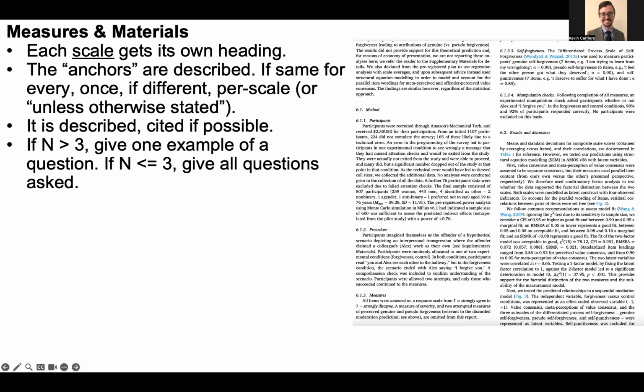So if you ask less than or equal to 3 questions about the thing, give me all 3 of them. What were they asked? So here, this one, they asked 7. So they just said, I am trying to learn from my wrongdoing. So they gave one example. And each part of the measures and materials is a different thing. It's not every question, it's every thing, which sometimes could be an average, sometimes it could be just one question.